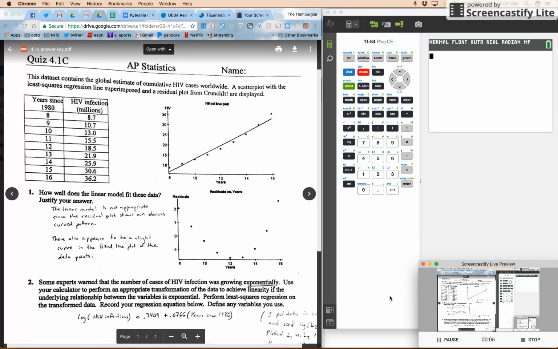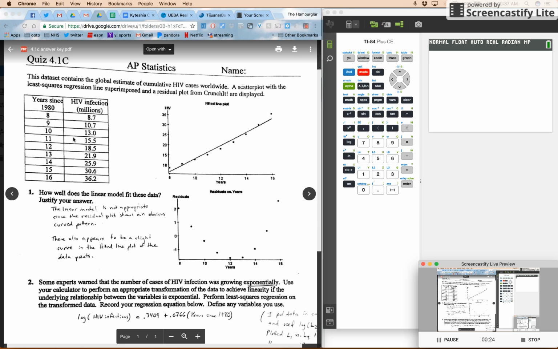So we're looking at the 4.1c practice quiz today. And this quiz says, this dataset contains the global estimate of cumulative HIV cases worldwide. A scatter plot with the least squares regression line superimposed and a residual plot from Crunchit are displayed.